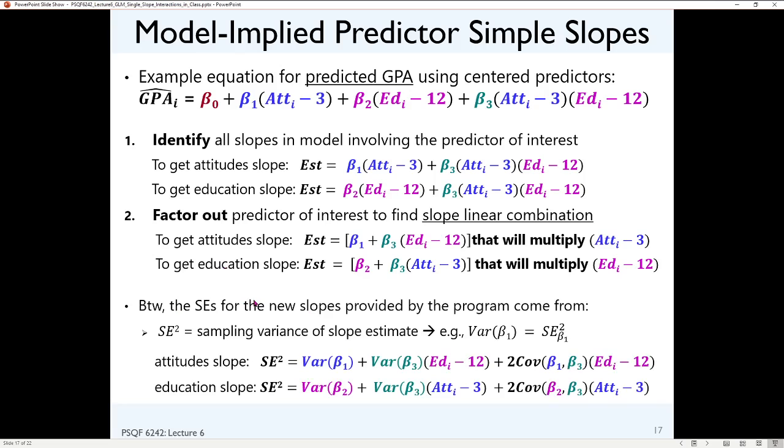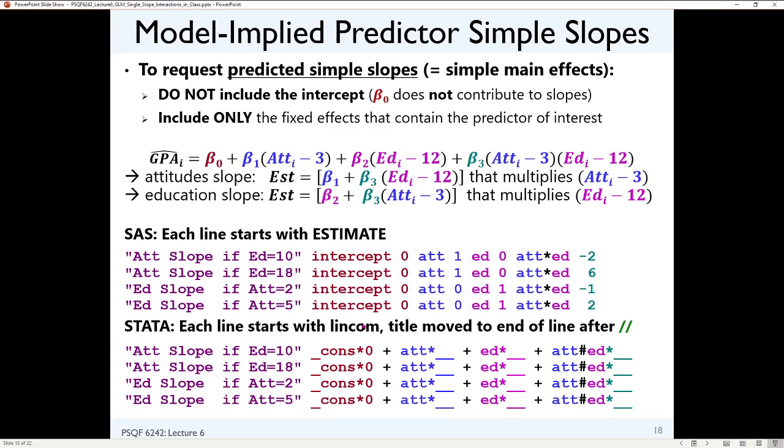And if you're interested in knowing how the standard errors get computed, here is the information needed for those. They are a function of the standard errors for the main effect, as well as the covariance between the standard errors from the main effect and the interaction term. This is not fun to compute by hand, which is why estimate statements in SAS, lincom statements in Stata, and other similar procedures are helpful.